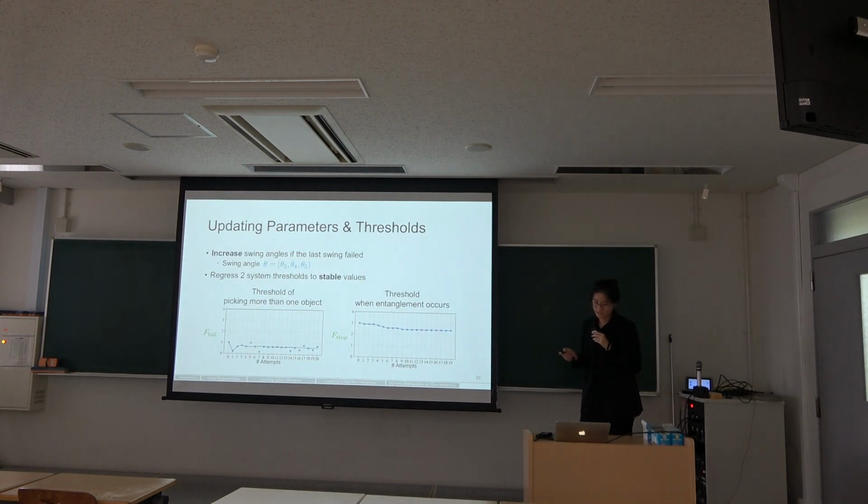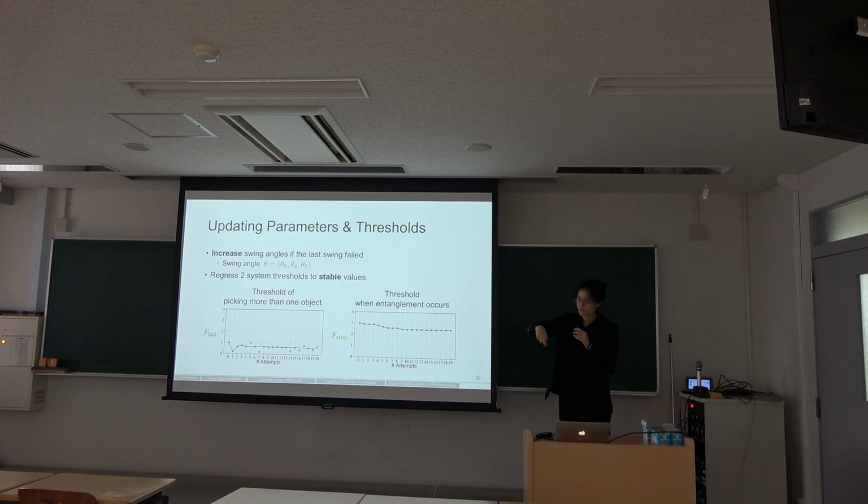And finally, we update the system parameters and thresholds at the end of the picking attempts. And if the swing motion failed to disentangle the object, we increase the swing angles and make a stronger movement. And there are also two force thresholds. The F fail denotes the force threshold of picking more than one object, and the F stop denotes the force threshold when the entanglement occurs. And these two thresholds can regress and decrease to a stable value like the figure shows.